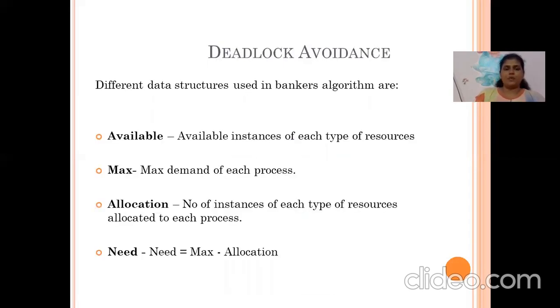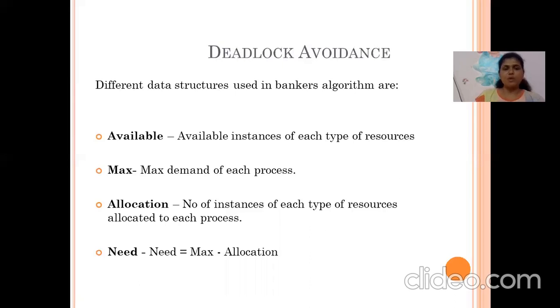Now, proceeding towards the algorithm which is used for deadlock avoidance. The algorithm is known as Banker's algorithm, and it needs some data structures to work properly. We will see those four data structures. One is the available matrix. Second is the maximum matrix. Third is the allocation matrix. Fourth is the need matrix.